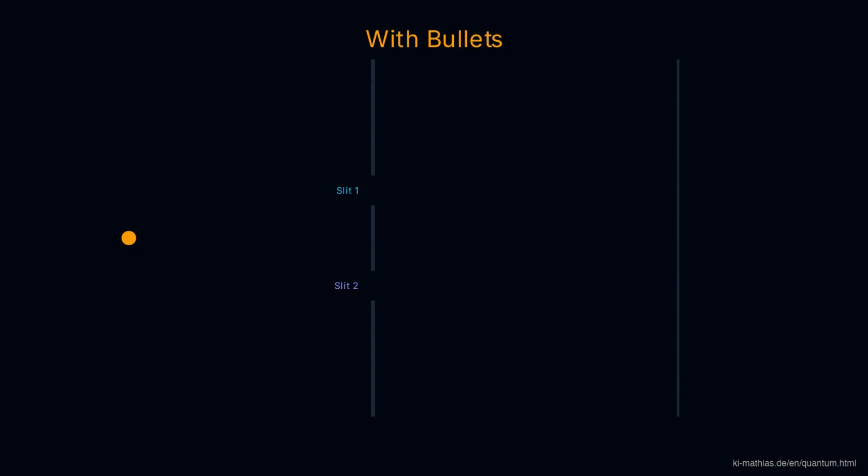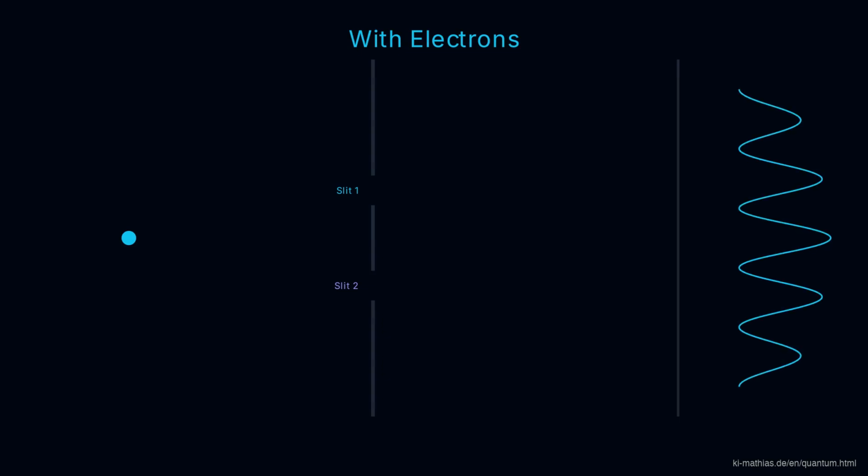With bullets, you get two bumps, one behind each slit. More paths, more hits, always. With electrons, stripes, bright, dark. Some spots get hit a lot, others, zero, exactly zero.